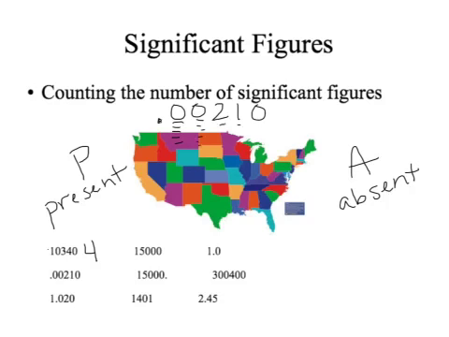If I show one more example of that, I have the number 1.020. That has a decimal present again, so I would cover up any zeros on the Pacific Ocean side. I notice there are none in this number, and so this number has 1, 2, 3, 4 significant figures.